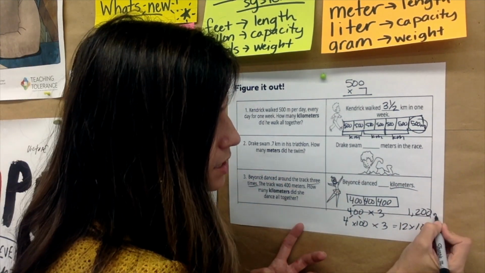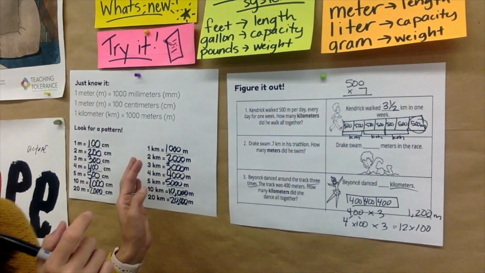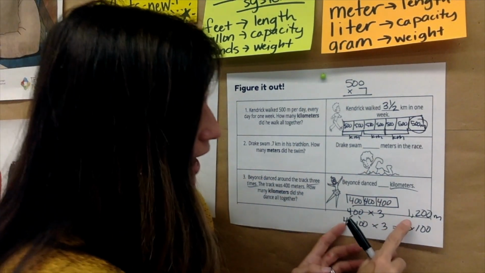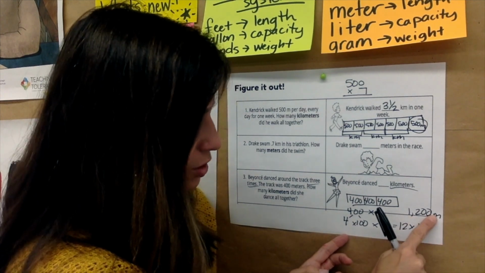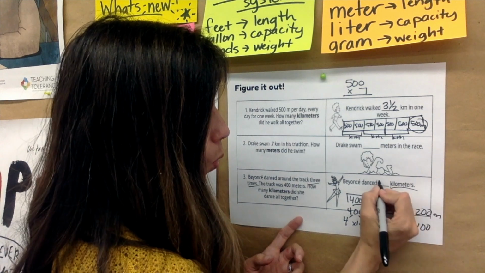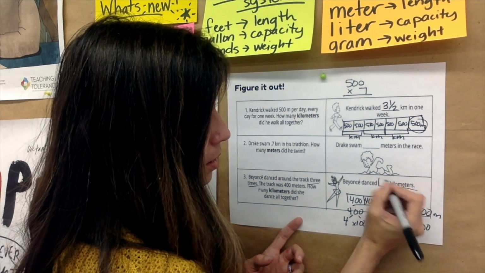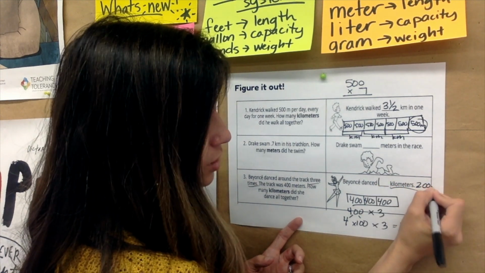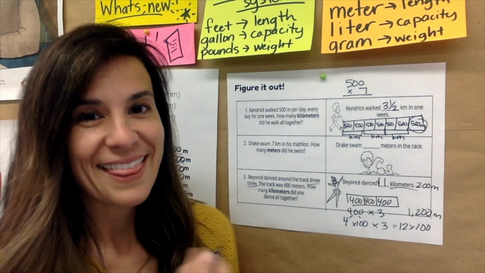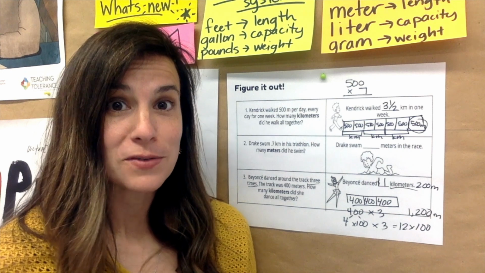But this is asking for it in kilometers. We solved for it in meters. I know, according to my chart, 1,000 meters are in 1 kilometer. So I have 1,200 meters. So I have 1 kilometer and 200 meters. Let me move that over a little bit. There you have it. We solved some problems for Figure It Out.